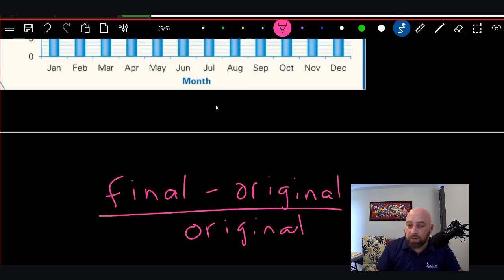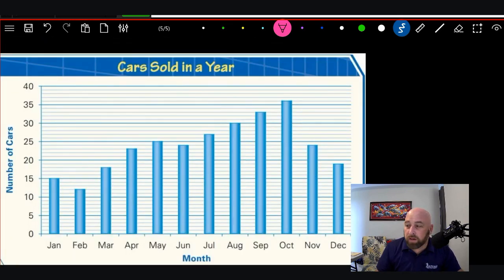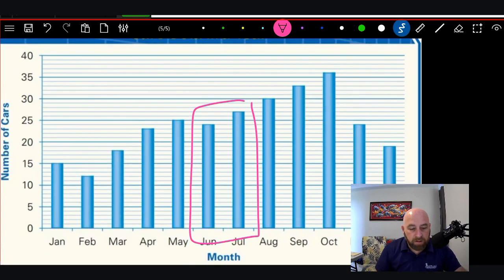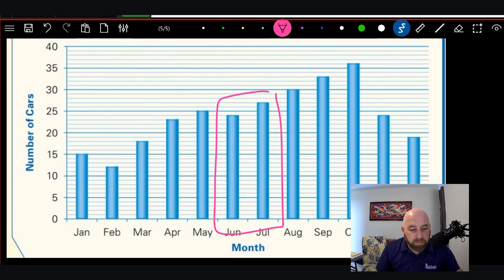Okay, so what does that mean? So we're going here and we're going to answer the question. This is the question we want to answer. What is the percent change from June to July? So we're doing these 2 months right here. Okay, so what we need to know is how many were sold in June and how many were sold in July. So how many were sold in June? Looks like we had 24 in June, and then it looks like we had 25, 26, 27 in July.